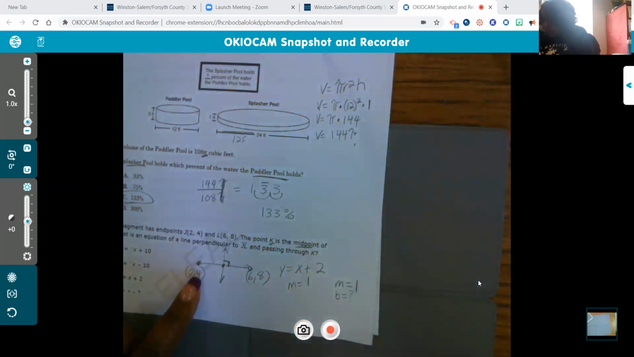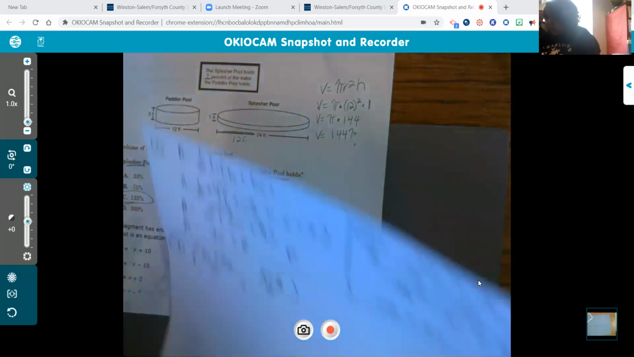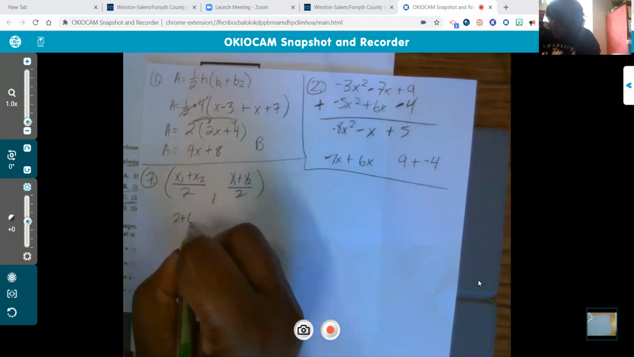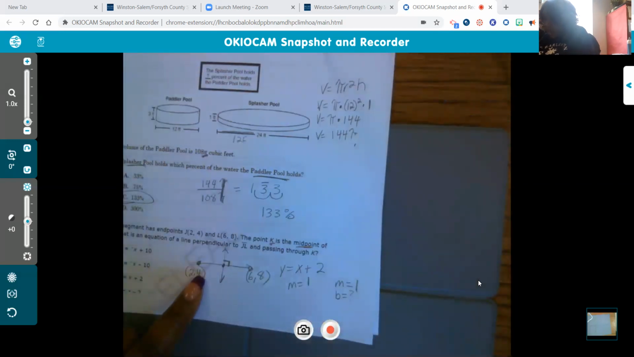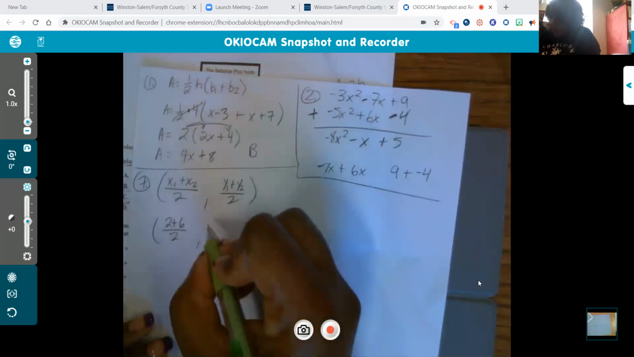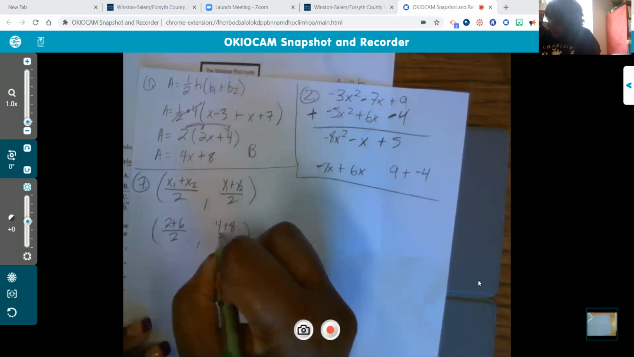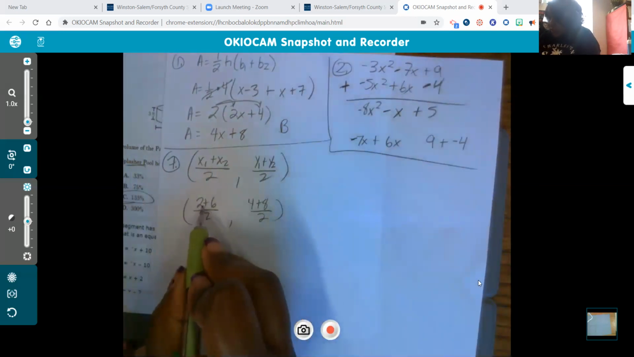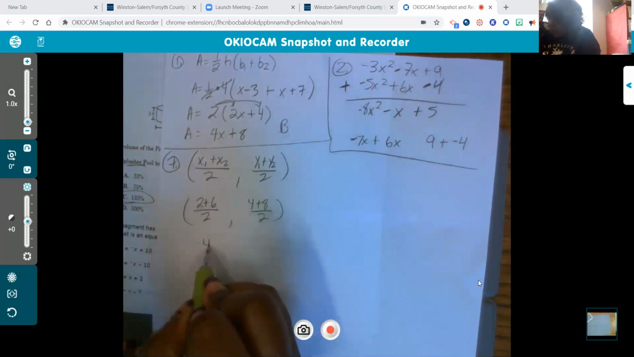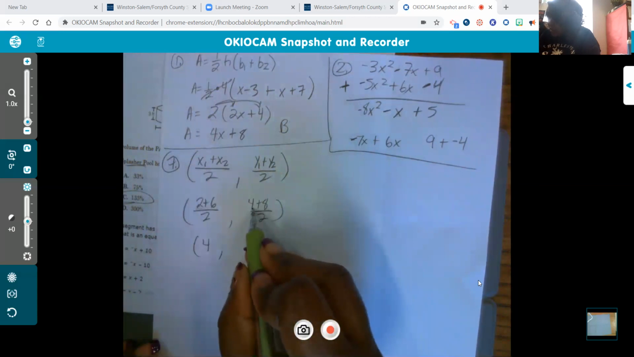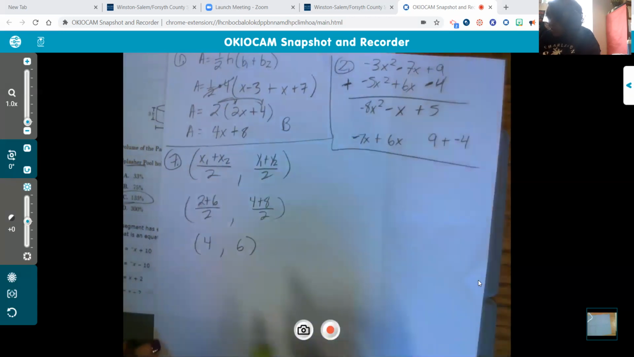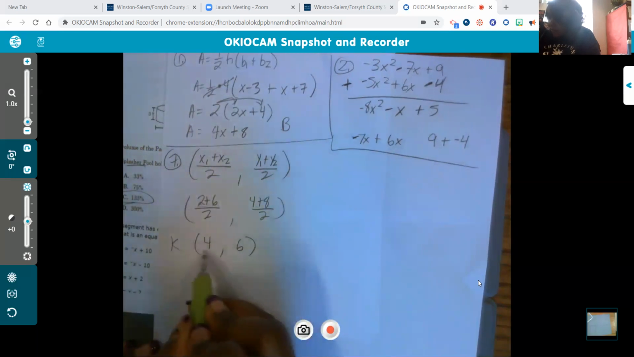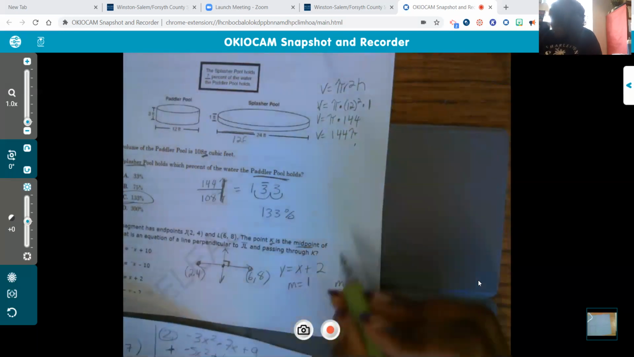So let's look at your endpoints. The x's are 2 and 6, so we have 2 plus 6 divided by 2. And your y's are 4 and 8, so you add 4 plus 8 together and divide by 2. This is 8 on top, and 8 divided by 2 gives me 4. And this is 12 on top, and 12 divided by 2 gives me 6. So this is my midpoint. This is my K.